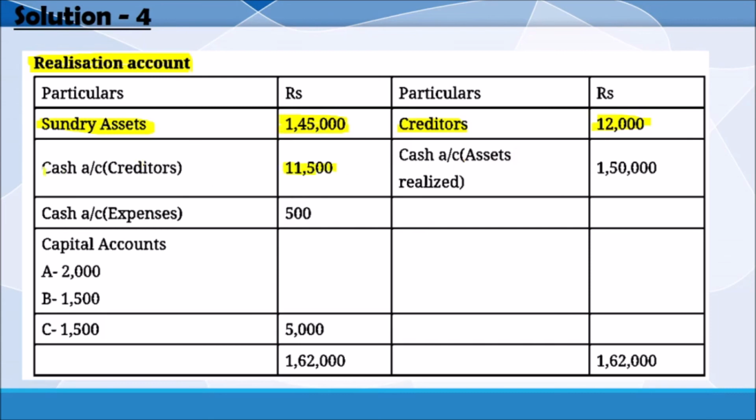So in the cash account, the creditors value and the asset realized value are given in the question, that is 1,50,000 realized value, and the realization expense is there in the question, 500. The remaining amount will be shared between the partners. We are finding the total of the account, 1,62,000. The remaining 5,000 will be shared between the partners A, B, and C: 2,000, 1,500, 1,500.